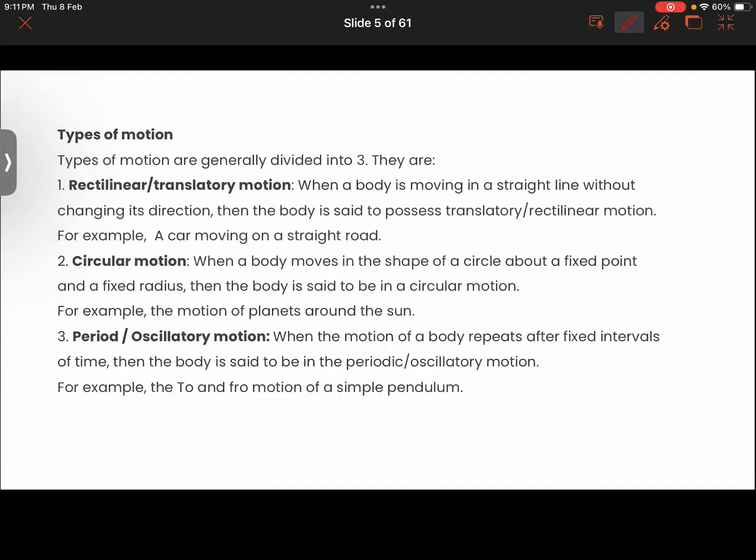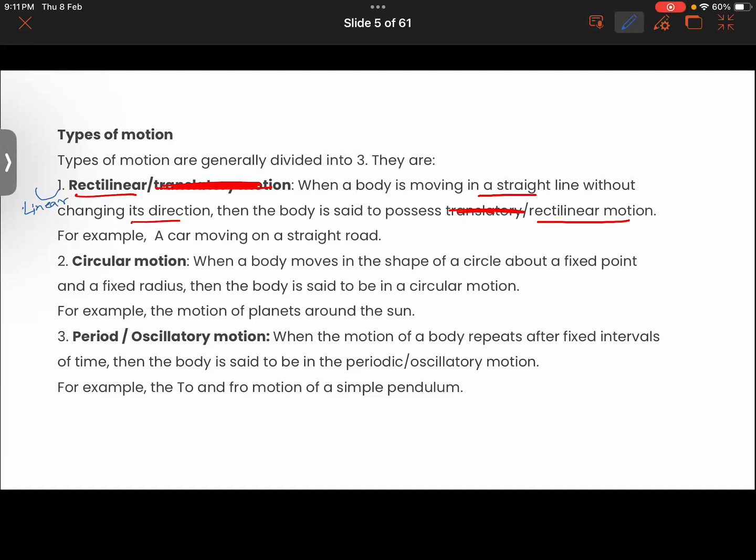So thereby you had one of the first types, that is the rectilinear motion. When the body moves in a straight line without changing its direction, then the body is said to possess rectilinear motion. Rectilinear motion has got one more name. It is a type of translatory motion, but we also know it as linear motion, since it moves on a straight line.